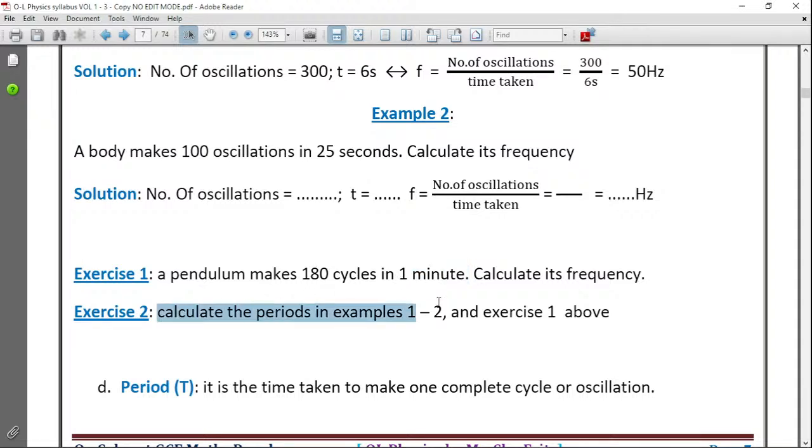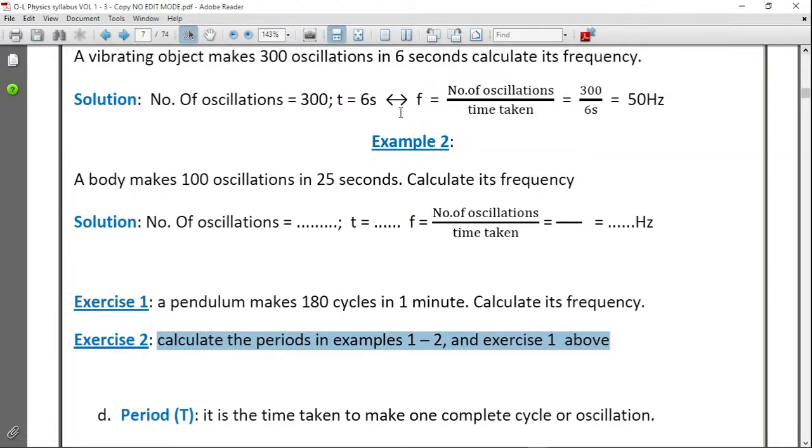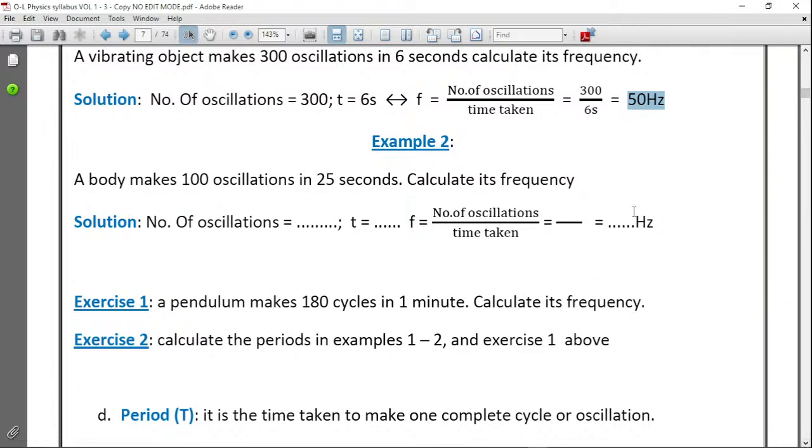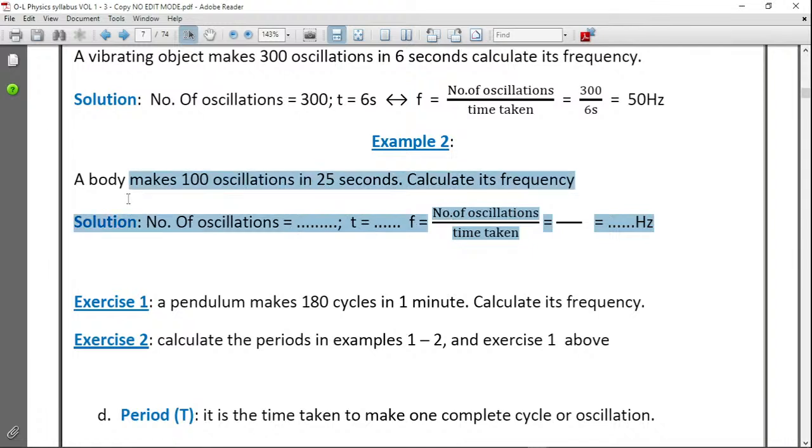Calculate the periods in example 1 and 2 above. For example 1, the object made 300 oscillations in 6 seconds. So the period will be 6 seconds divided by 300, or 1 divided by 50 hertz. That gives us 0.02 seconds. For the second example, this object has made 100 oscillations in 25 seconds. So the period will be 25 seconds divided by 100, which is 0.25 seconds. That's the period.